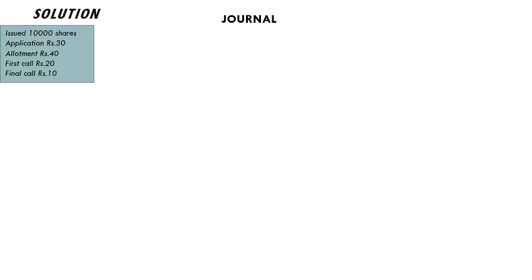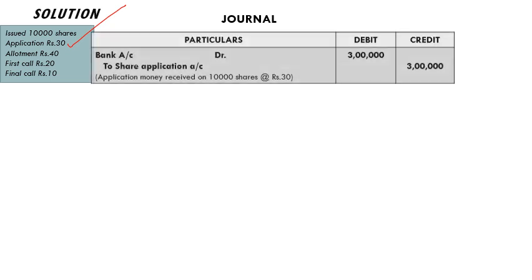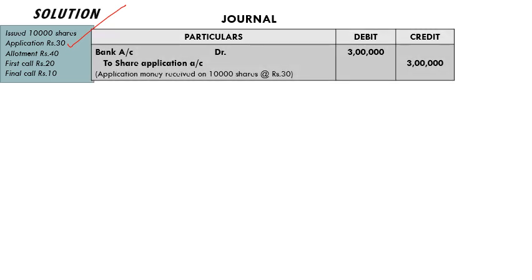Here the company first will be receiving the application money for these 10,000 shares. That's the first case, receiving application money for the 10,000 shares. So the journal entry will be bank account to share application. The amount will be 30 into 10,000, rupees 3 lakh. The narration is: application money received on 10,000 shares at rupees 30 each. The narration is compulsory. You have to make it in brief, and it must be shown under the journal entry. So whenever the application money is received, the journal entry is bank account to share application.